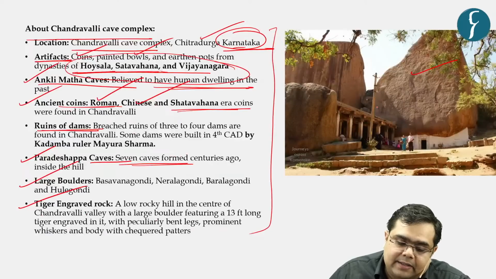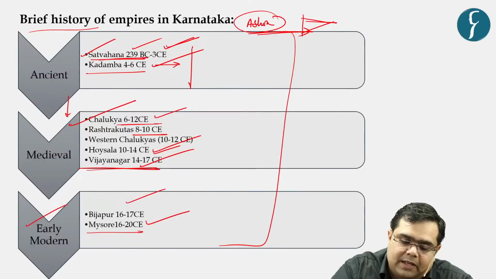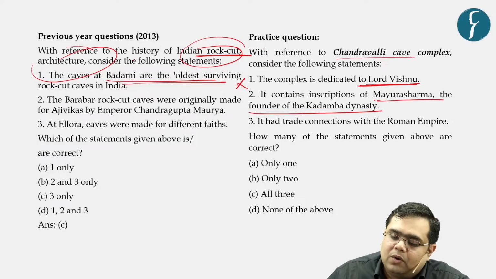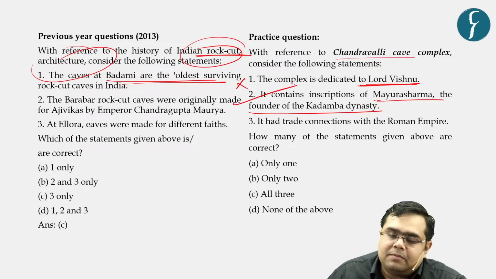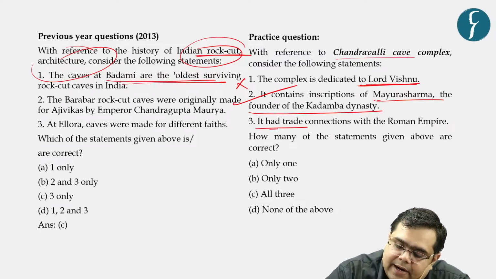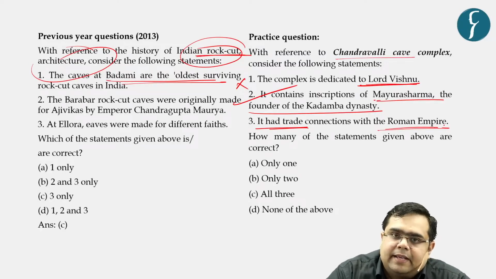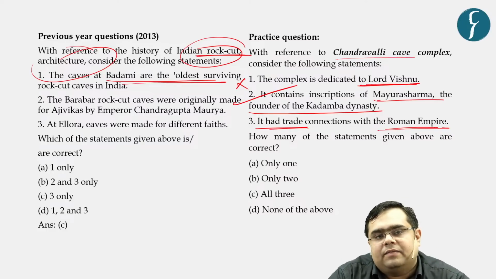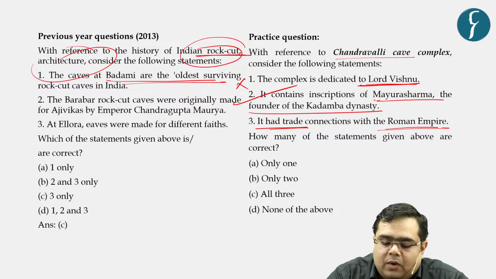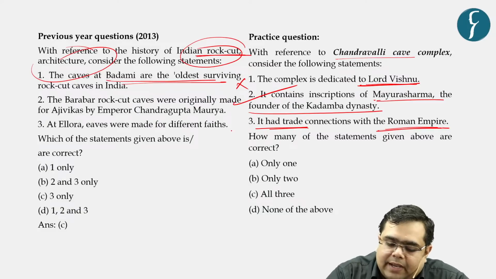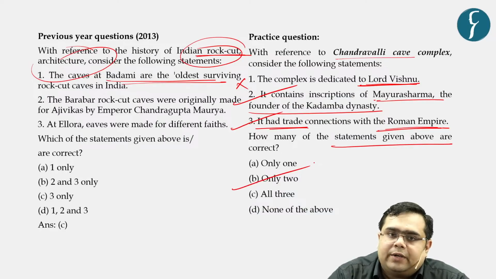Yes, we read it that artifacts from Kadamba dynasty have been found over here, right? So this particular statement becomes correct. And lastly, it had trade connections with Roman Empire. Yes, along with those artifacts, we have also found various coins. For example, coins from Chinese rulers, coins from Romans. So again, statement 3 becomes correct. How many of the statements given above are correct? The right answer would be only 2, right?